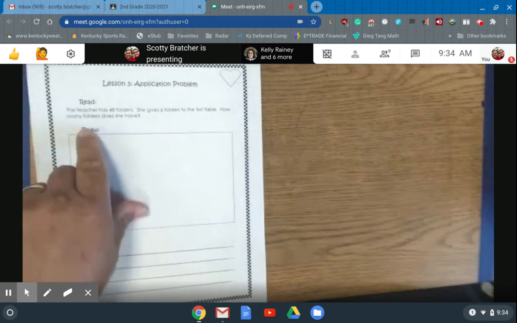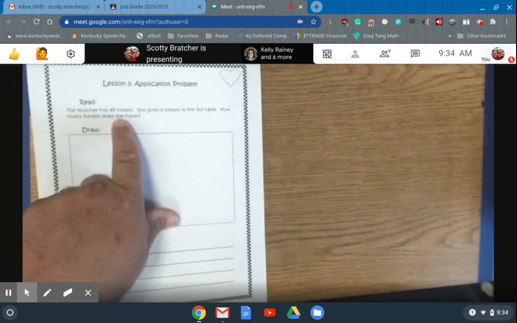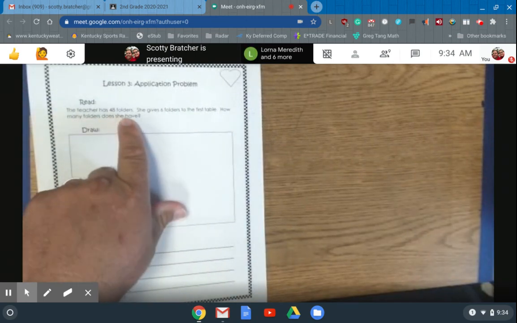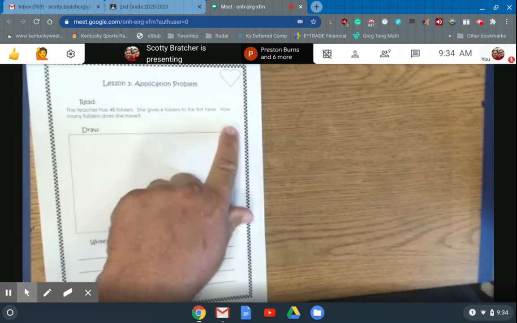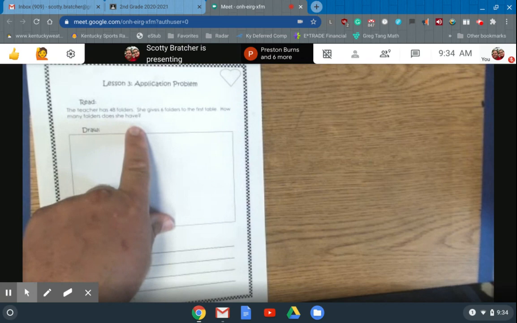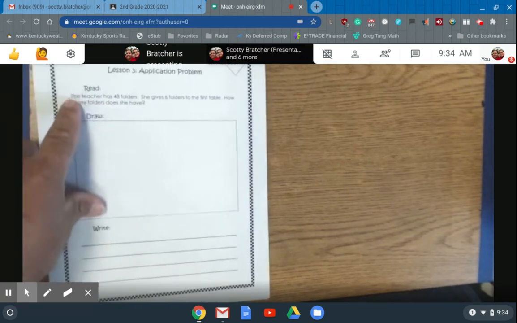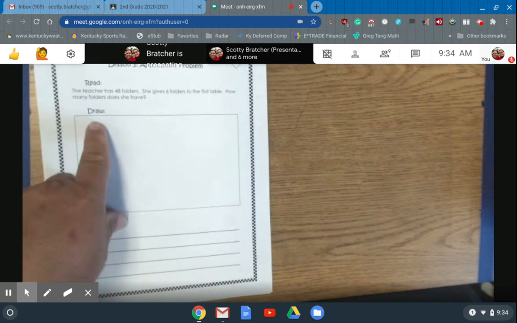It says the teacher has 48 folders. She gives 6 folders to the first table. How many folders does she have? Okay? And the first thing it shows here is to draw it.